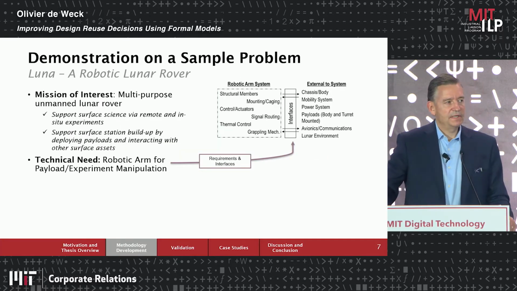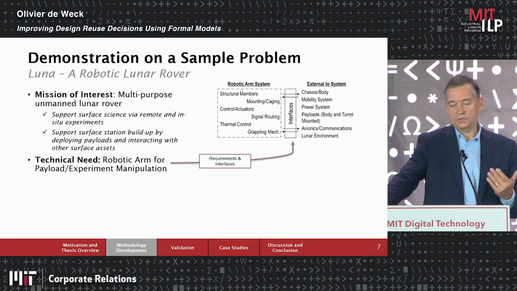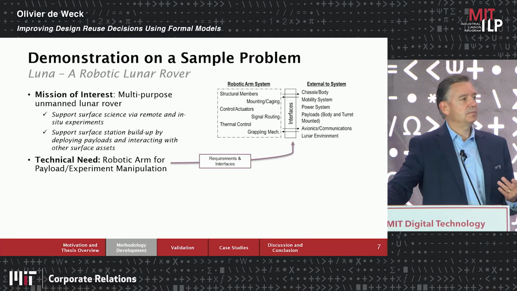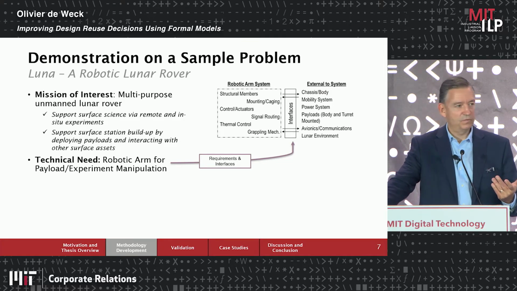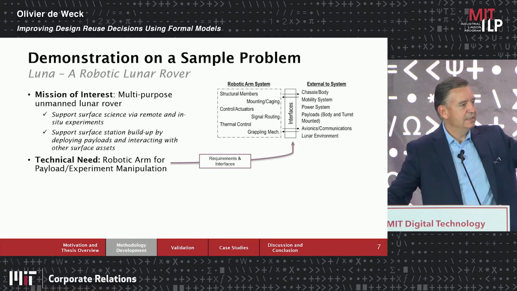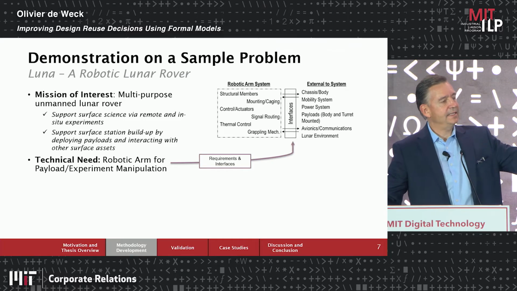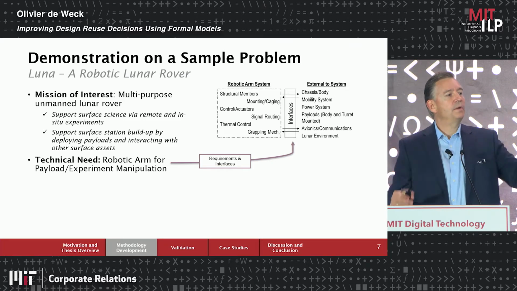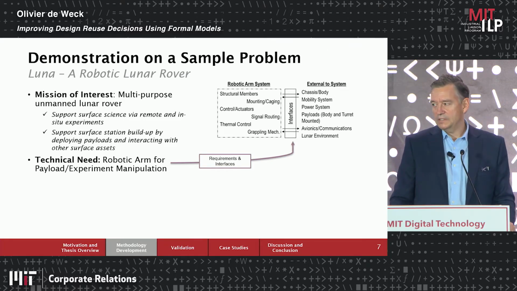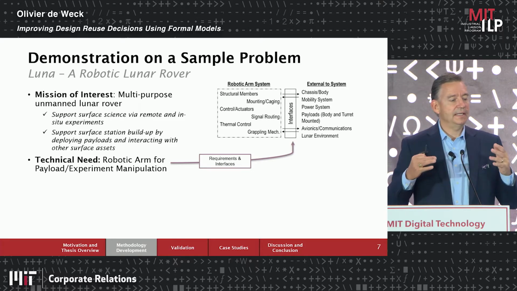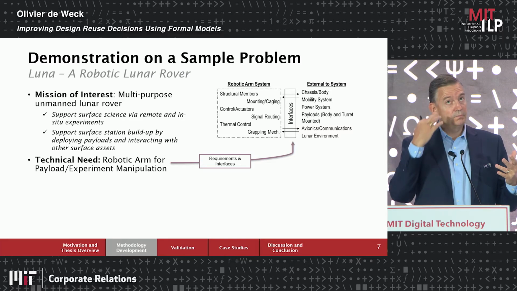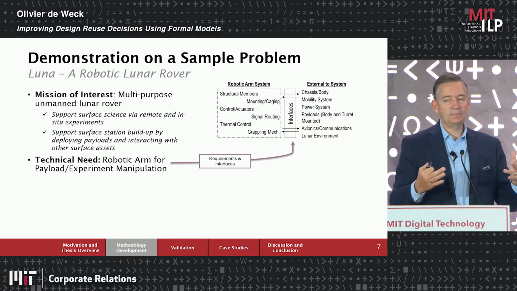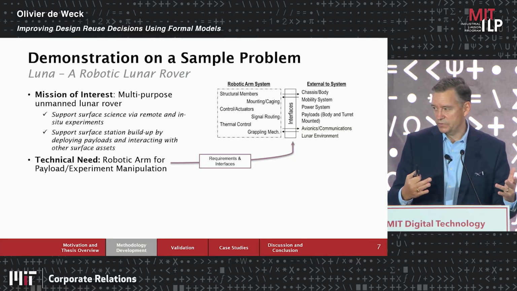So let me demonstrate first on a sample problem how this works. And the sample problem, I'm going to come back to our rovers, right? Our planetary exploration rovers. You saw those Mars rovers. And so the setting here is we're going back to the moon, right, with robots and humans. So we want to build a robotic lunar rover. And we want to potentially reuse as much as possible we can from our Mars rovers.